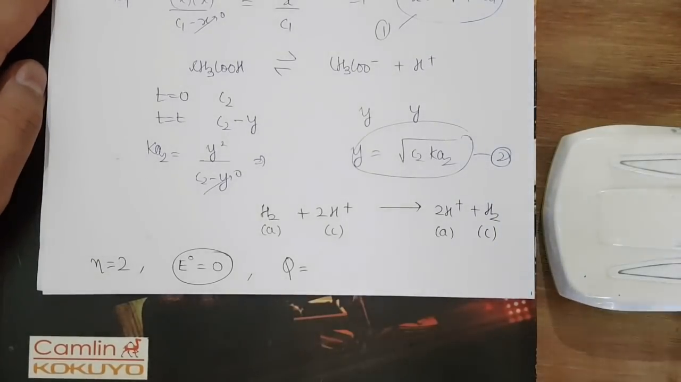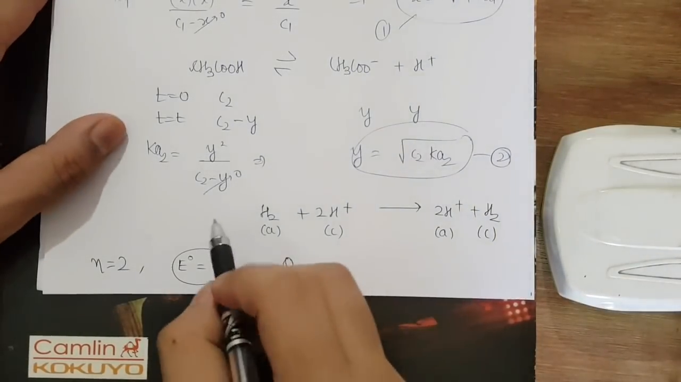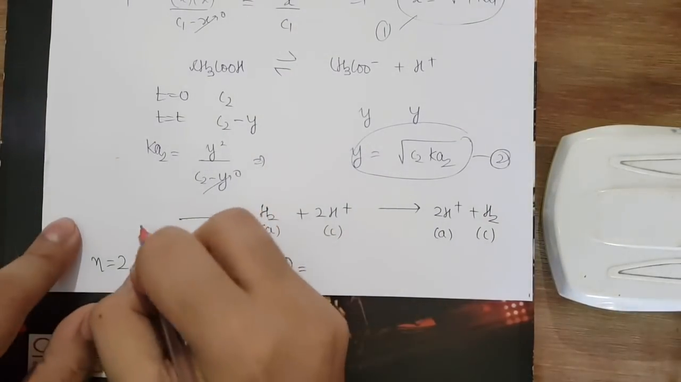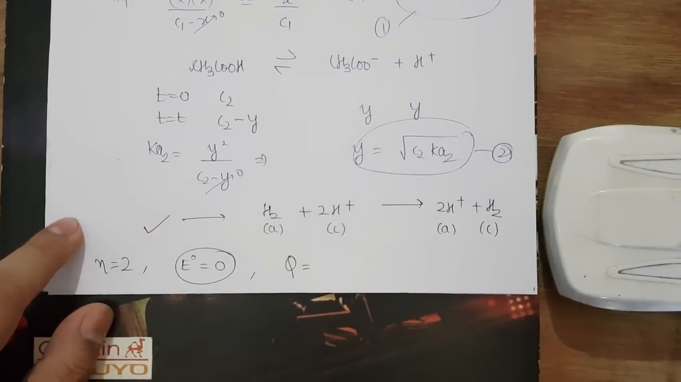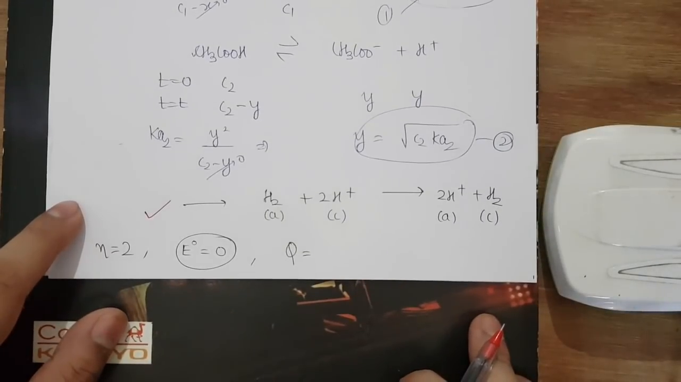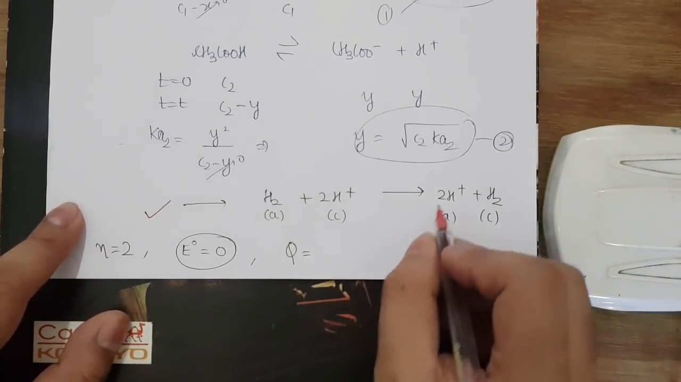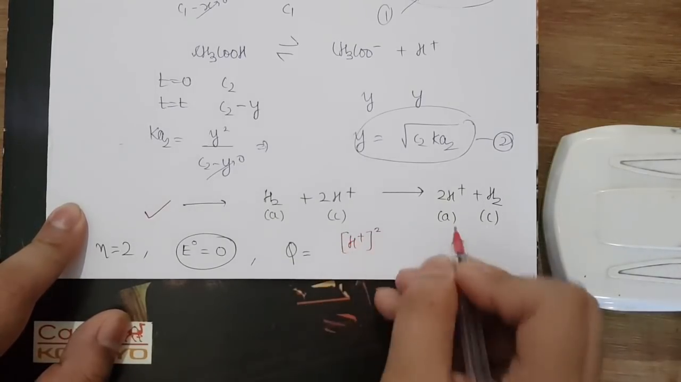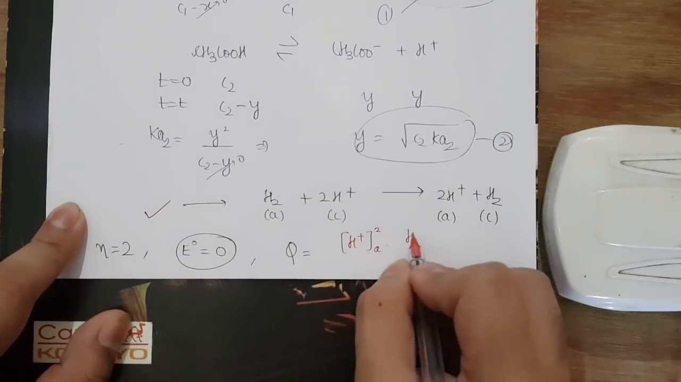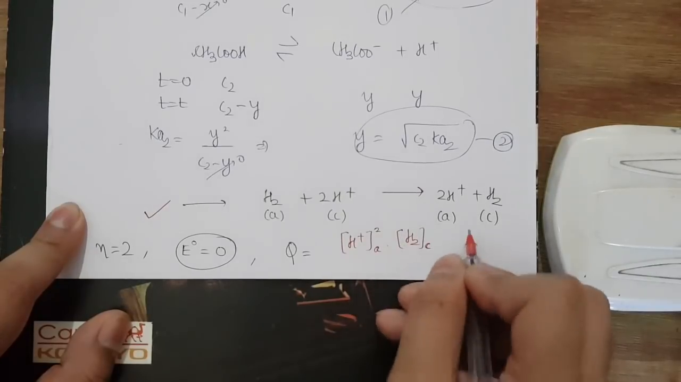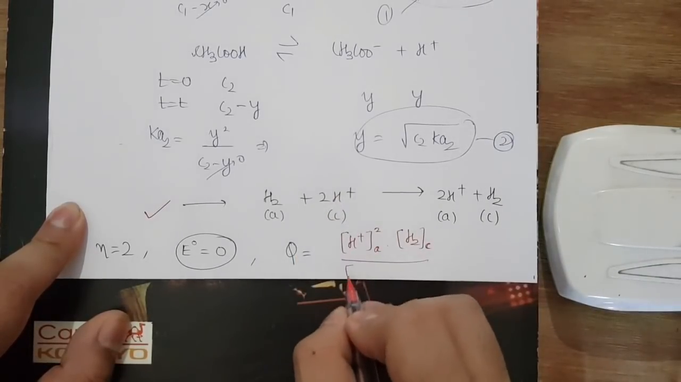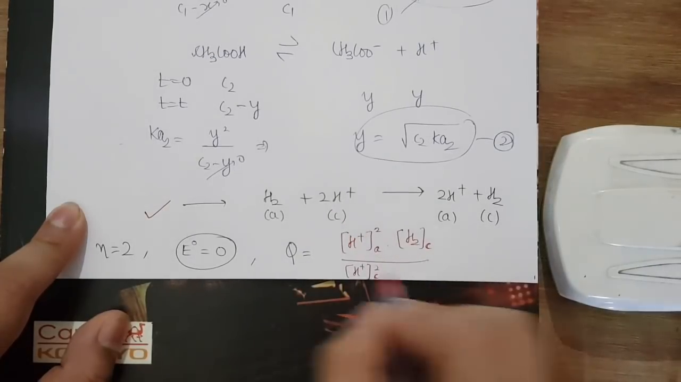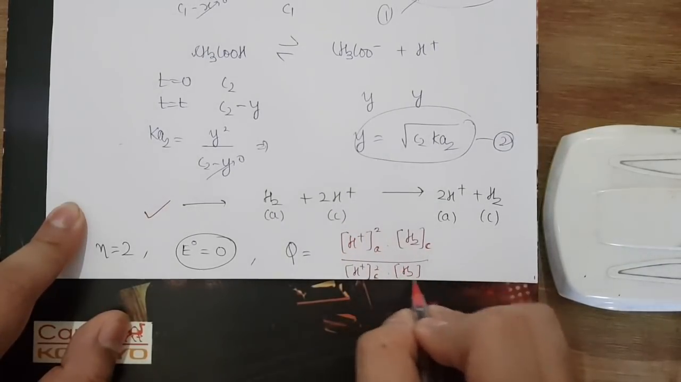So what is the reaction quotient from here? This step is a very important step. We have derived the complete cell equation from here. Now you can see from here what is the reaction quotient. The reaction quotient would basically be equal to the concentration of H plus square at the anode into H2 from the cathode whole upon, we have H plus square from the cathode into H2 from the anode.